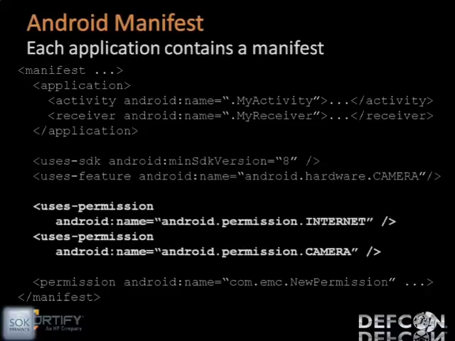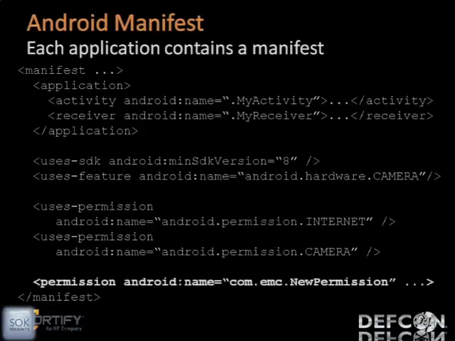So most importantly, the manifest is where permissions are requested. So as Katrina said, these are things that are denied or granted at install time. And so here we have this application requesting the internet and camera permission.